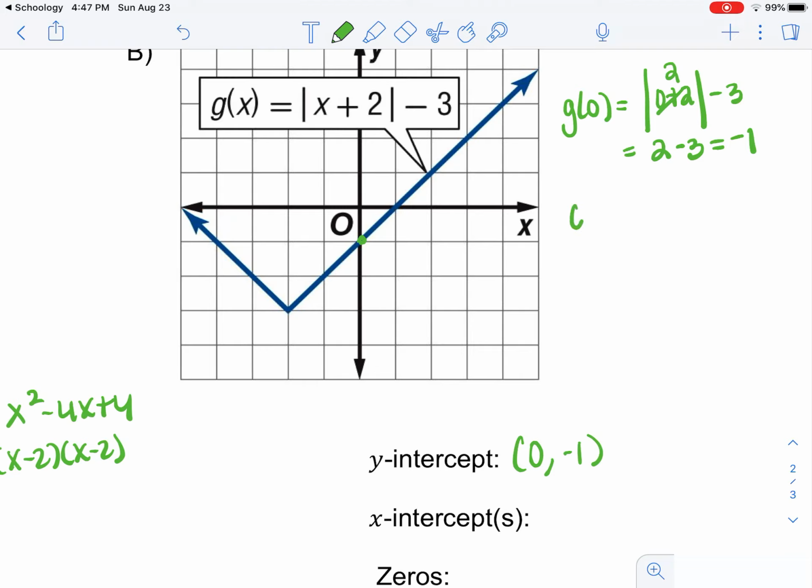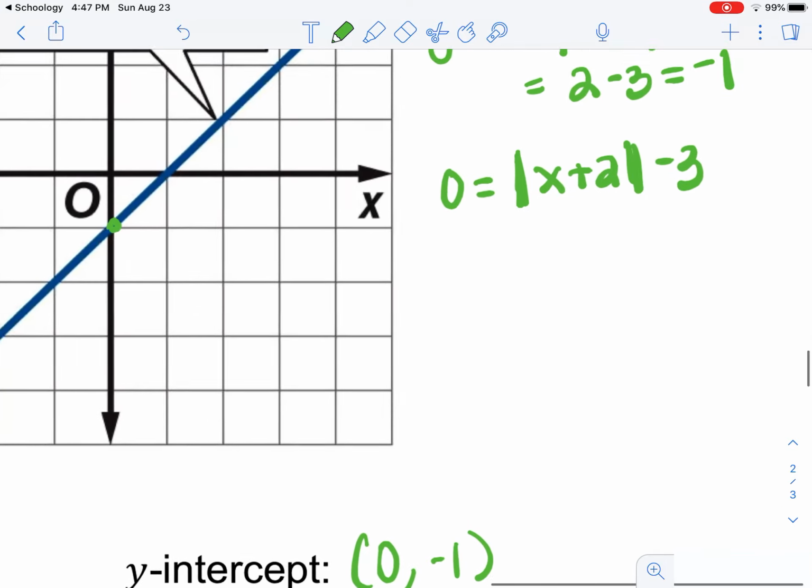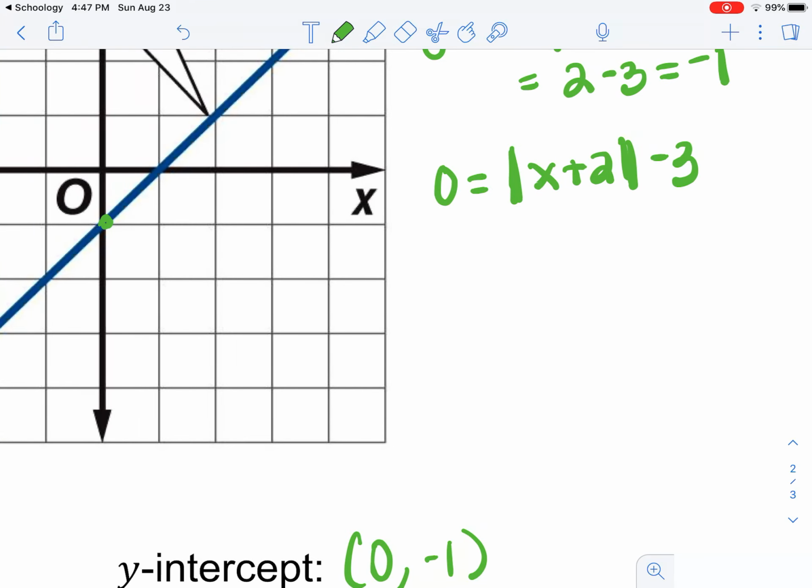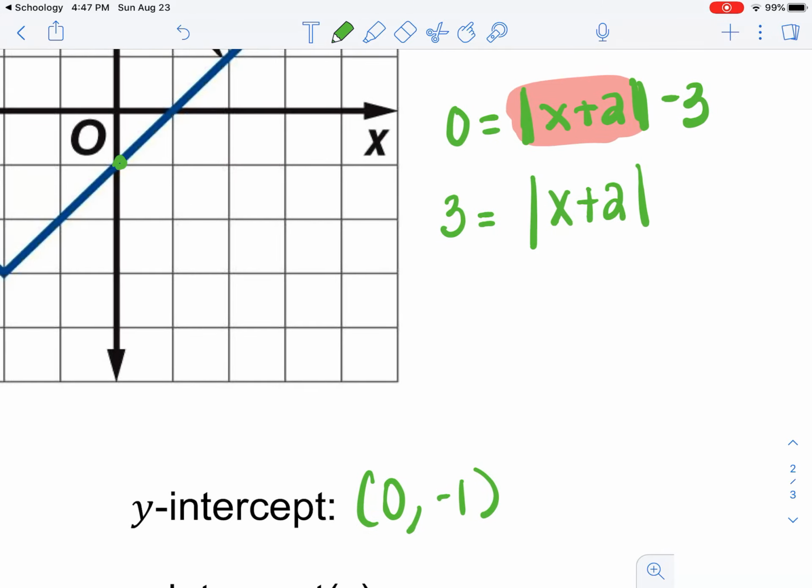X-intercepts. Set y equal to 0 and solve. Okay. All right, so you had a problem like this in your summer packet. Solving absolute value functions, first thing you have to do is isolate the absolute value. So I'm going to add 3 to both sides. Pay attention to this one, because this is something you probably haven't seen in a while. All right, so now I'm getting the absolute value of this is 3. Okay, so what can that be if the absolute value is 3? It can be 3 or negative 3.